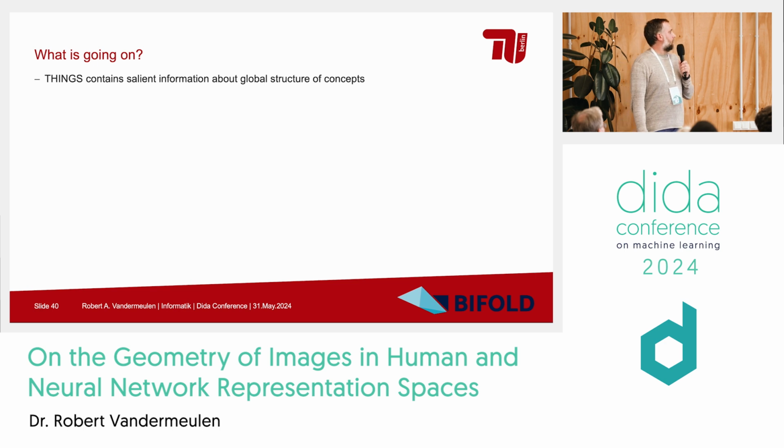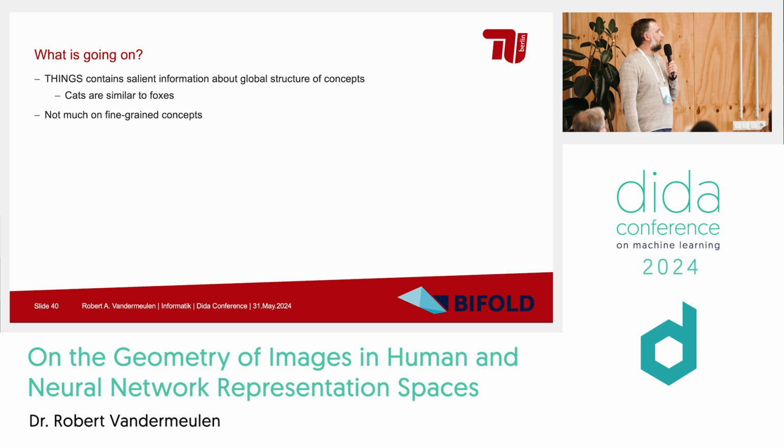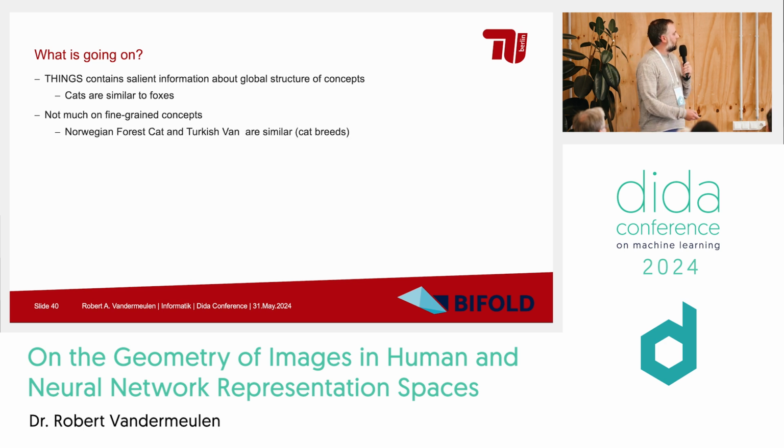Okay, so yeah, ImageNet contains a lot of salient information about what I would call the global structure of concepts, like that cats are similar to foxes, kind of, but not so much on fine-grained topics. So with two different breeds of cat, it has no notion that different breeds of cat are similar to each other. This isn't inherent in the things data set. There aren't multiple breeds of cat as object concepts. It's just cat.